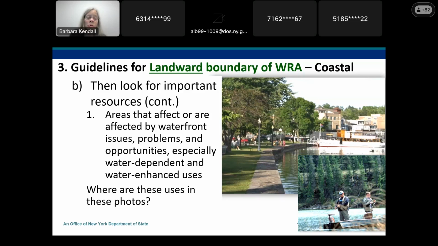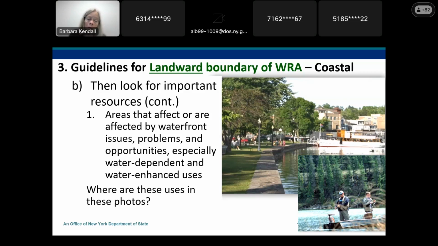These terms are used throughout the coastal management program, the CMP, and the policies that you use to do your own local consistency reviews. So those two terms are part of the basis of the coastal management program. So we have fishing, of course, which is a water dependent use. Boating in the top slide. If there's an erosion control structure along the shore, that could be thought of as a water dependent use.